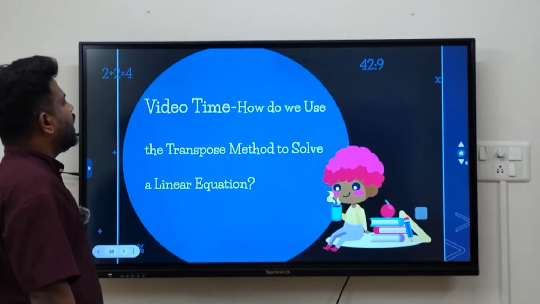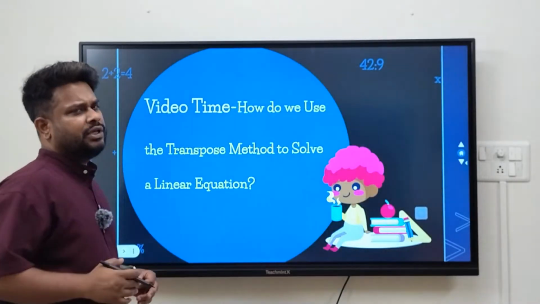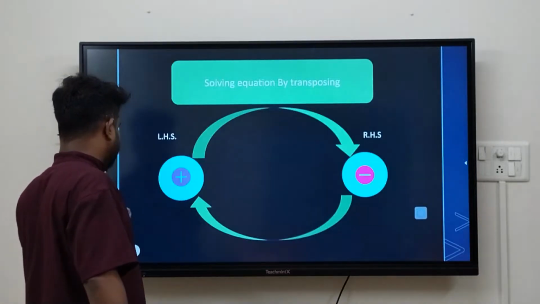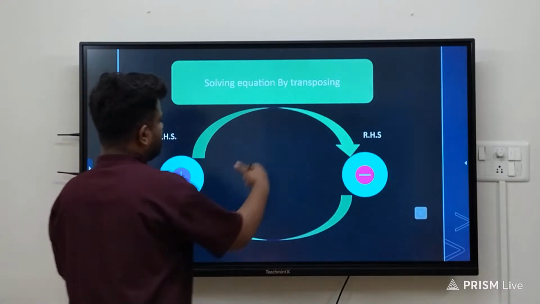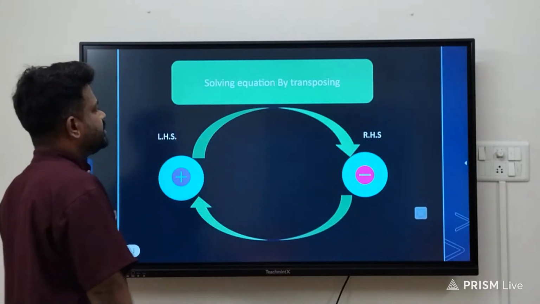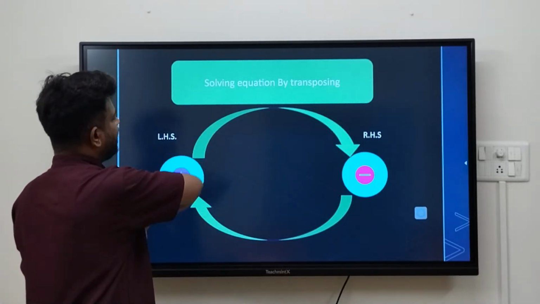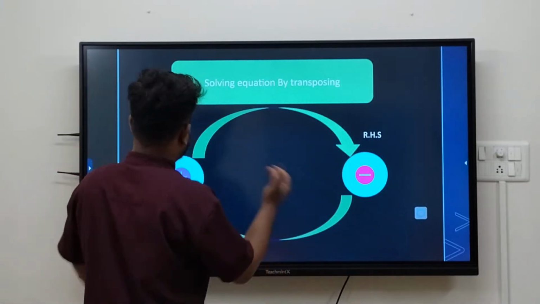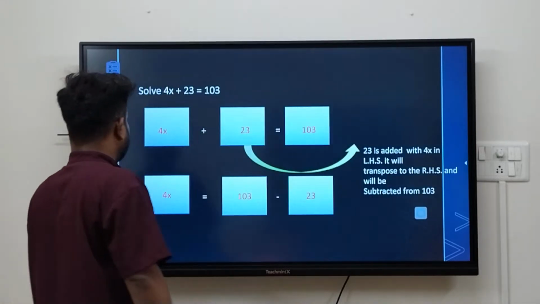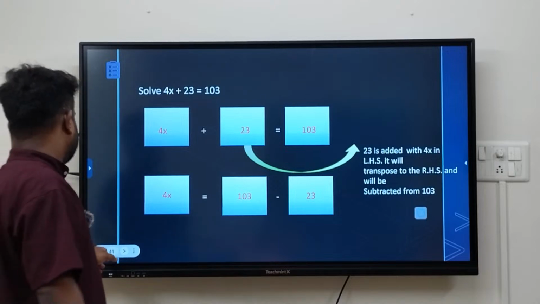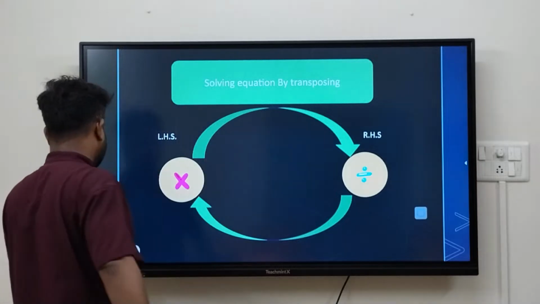Okay, so here we have another video on how we use the transpose method. I'm not playing the video, or if I have to then I will play it later. So just try to understand it better with some diagrams just like this. Solving equations by transposing is just flipping the signs from the left side to the right side or the right side to the left side. So plus becomes minus, multiplication becomes division, and the other way around, minus becomes plus and division becomes multiplication.